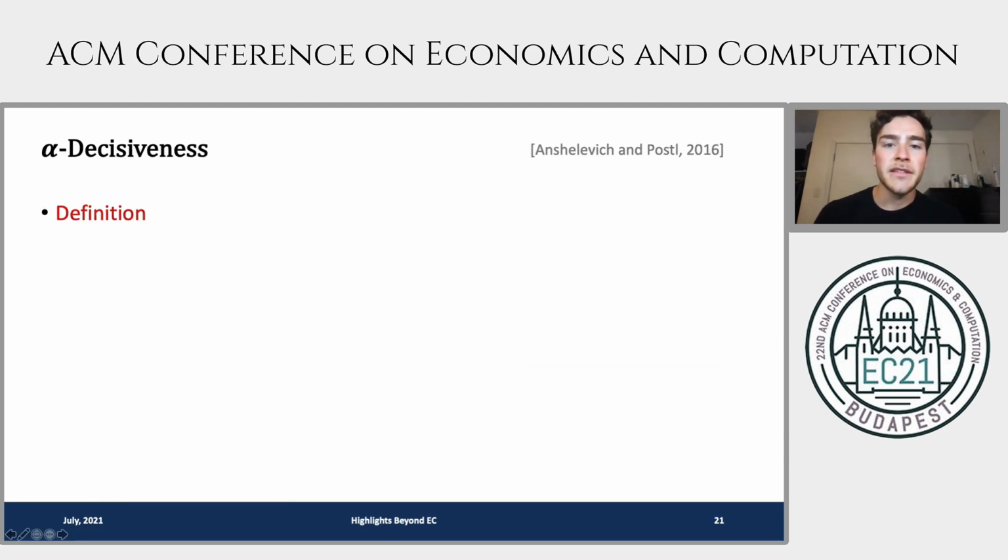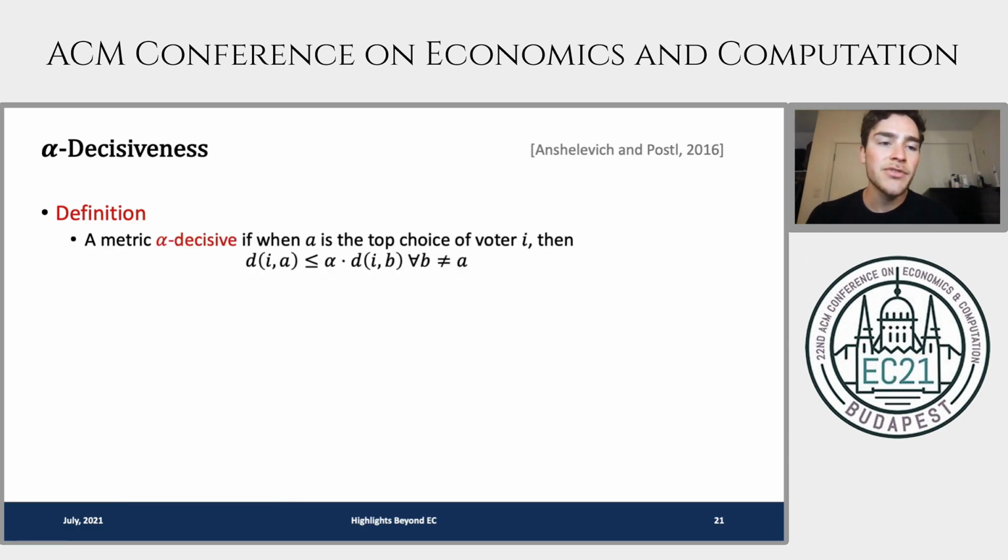And this was studied in a follow-up paper by Anshelevich and Postl in 2016. They defined this notion of alpha-decisiveness. They said a metric was alpha-decisive if whenever a candidate A is the top choice of voter i, then the distance from i to A is at most alpha times the distance from i to any other candidate. So this means i strongly prefers their top choice to any other candidate.